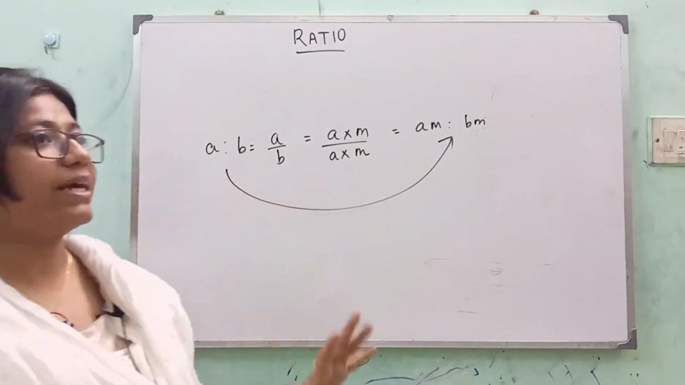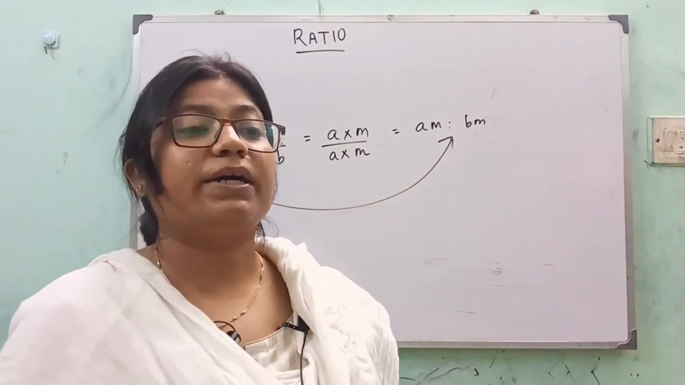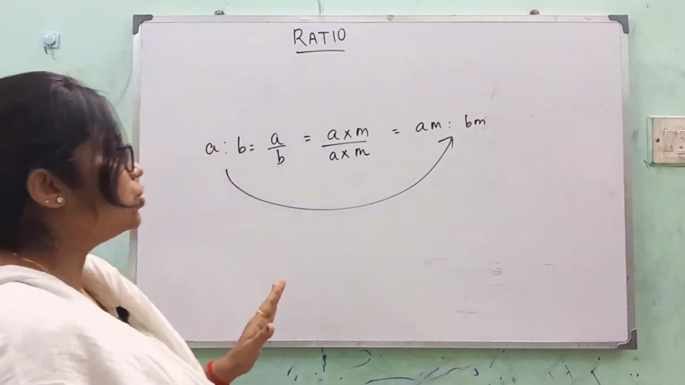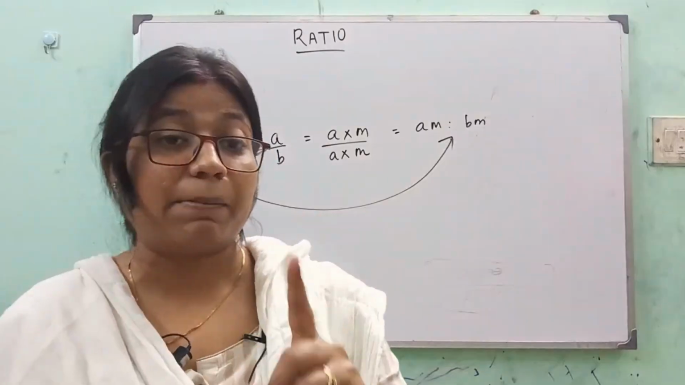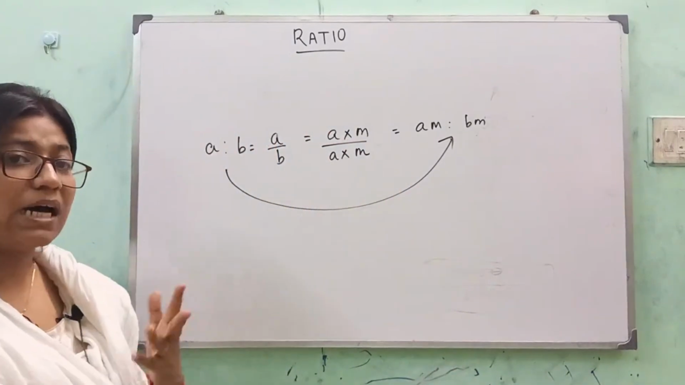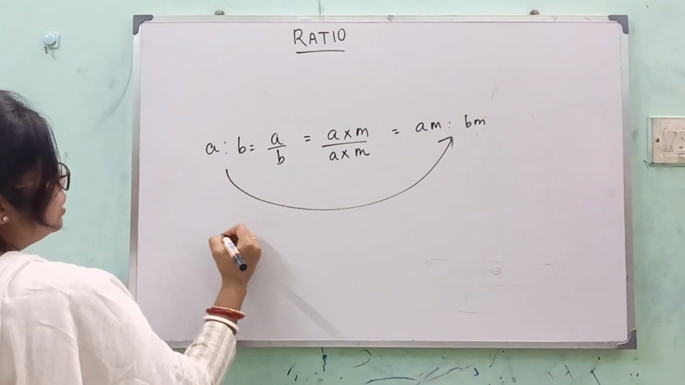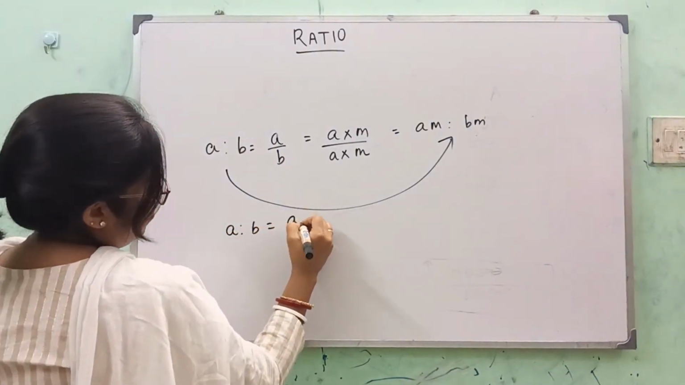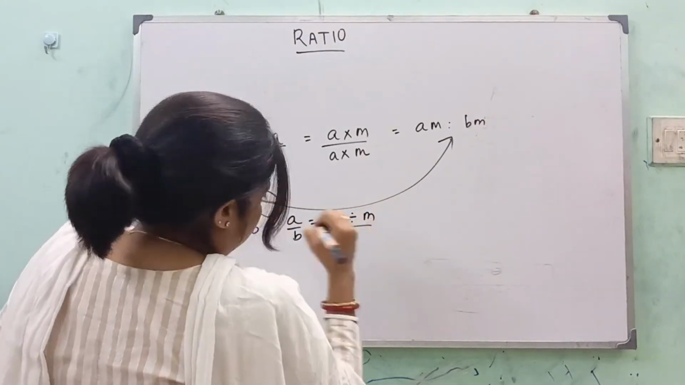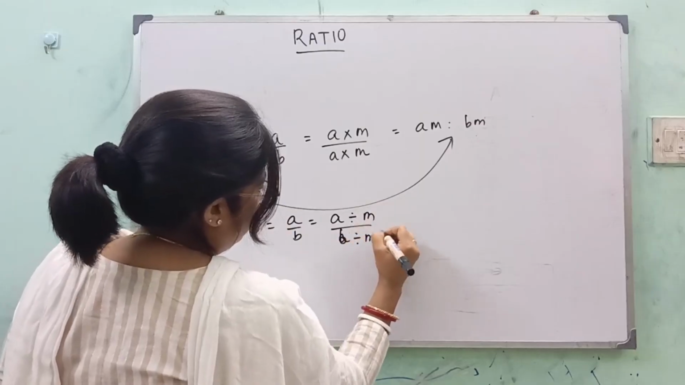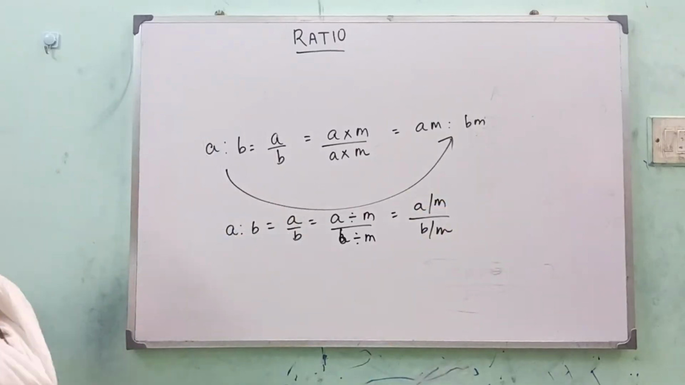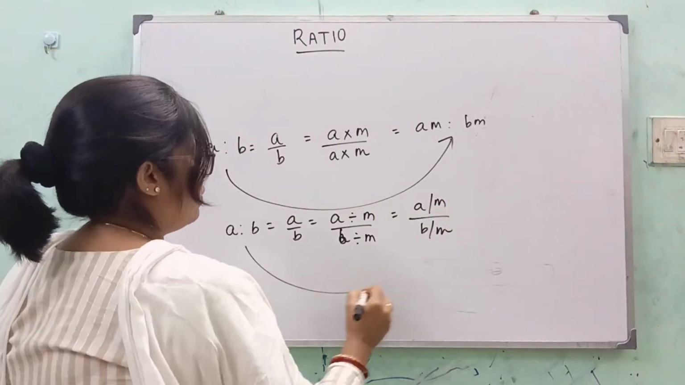Like how in fractions we studied that a fraction whose numerator and denominator is multiplied by the same quantity does not change the fraction, similarly in ratios, if the terms of the ratio are multiplied by the same non-zero number, then the ratio remains unchanged. Similarly, division also you can do, say A by M and B by M. So this and this, they are also equivalent.